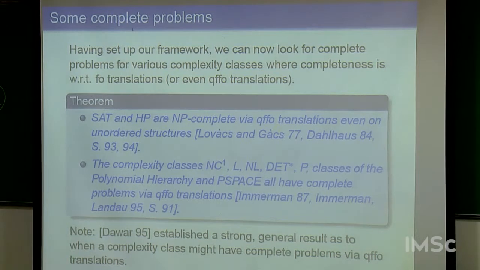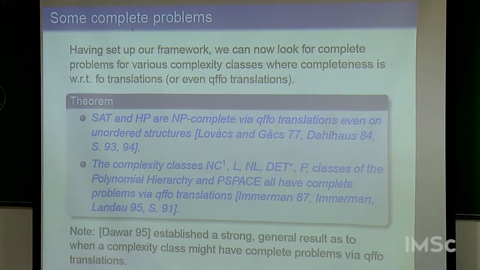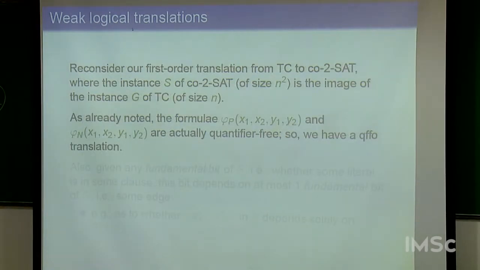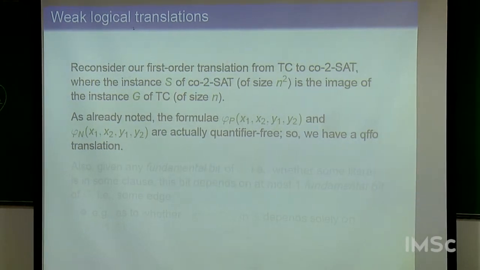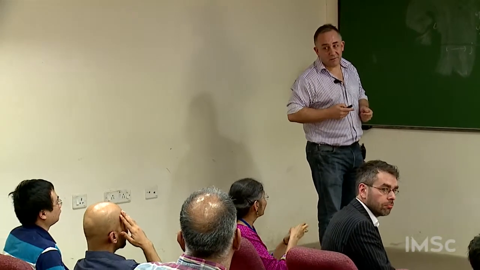Okay, and Anuj proved, this is slightly off topic, but he proved a very strong result that tells you essentially when complexity classes might have complete problems via quantifier-free first-order translations. Is there an actual example of a class that has complete problems with respect to time or log space reductions, but not with respect to these? Oh, I don't know. No. So yeah, no. But yeah, if you throw in order, then you're in the machine world, essentially.